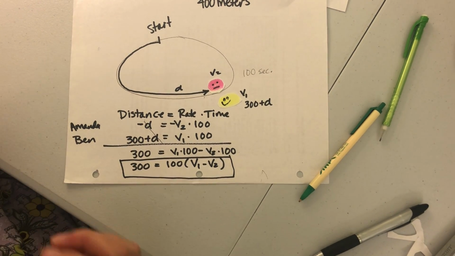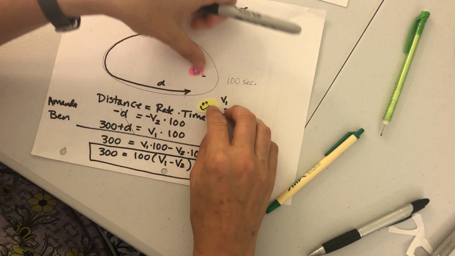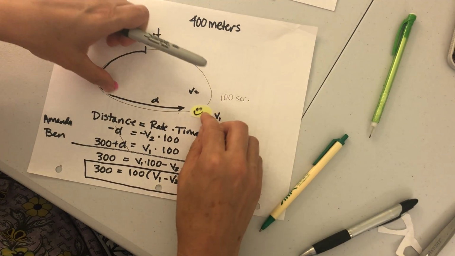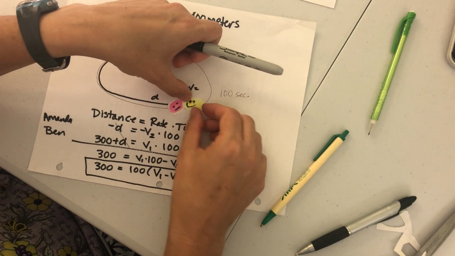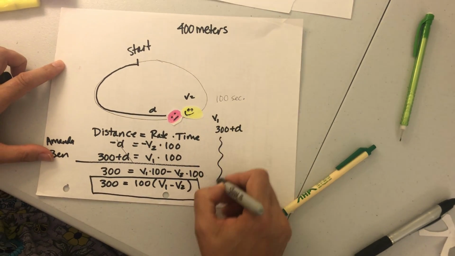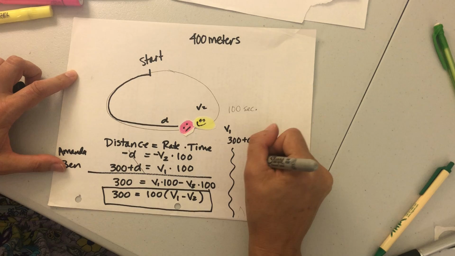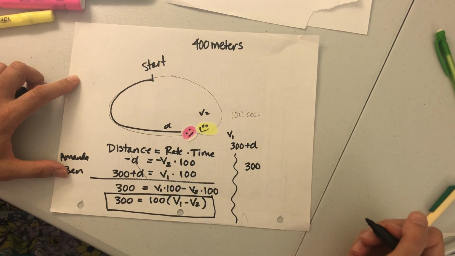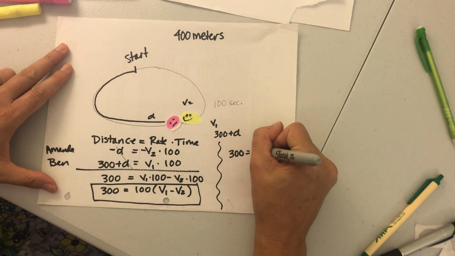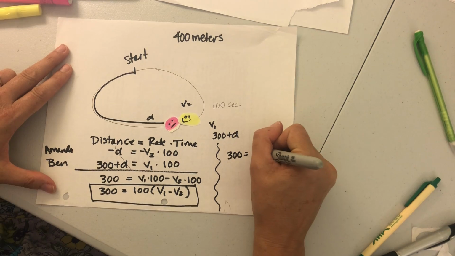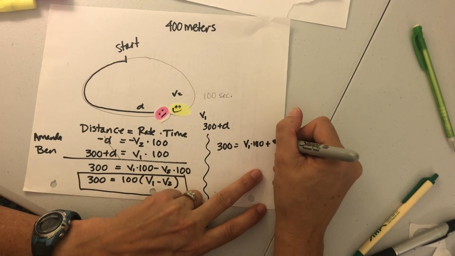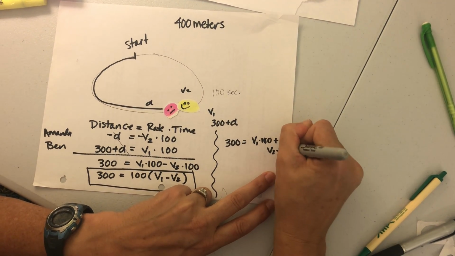Now, the other one was talking about if they went at the same time, or sorry, in the opposite directions, and that one's a little bit easier. So that one, we would just have the distance that each of them traveled. All together, they're going to meet, they run the entire track, and that distance is equal to the velocity times the time, and the other person's distance is their velocity times their time.